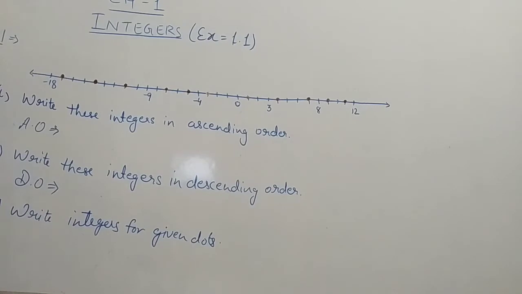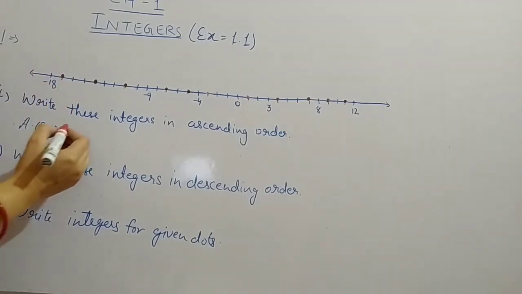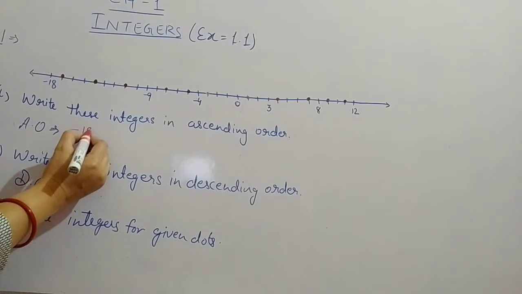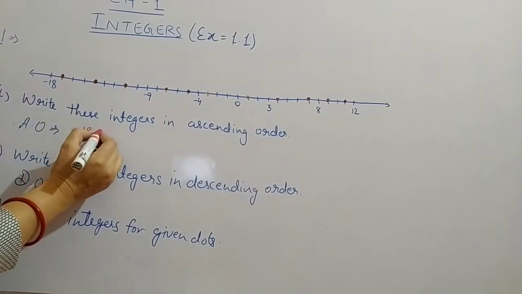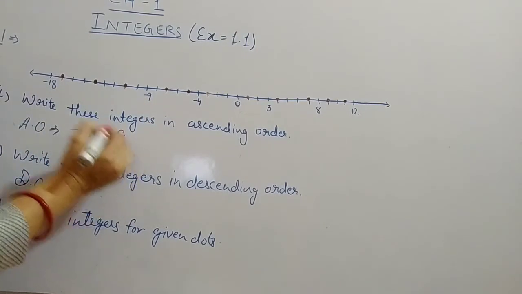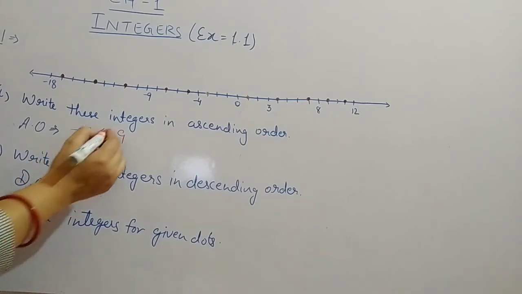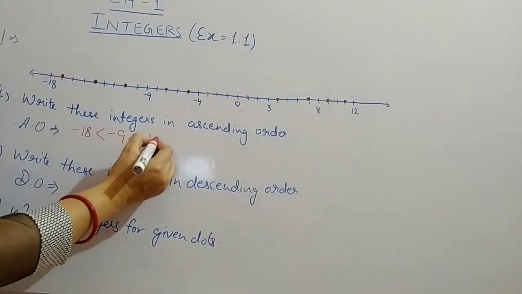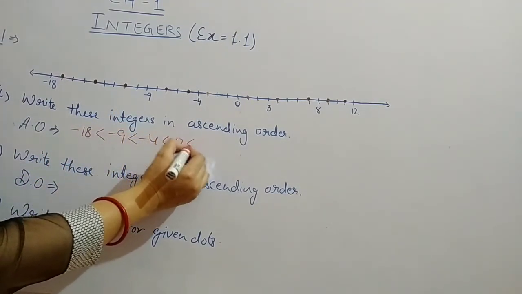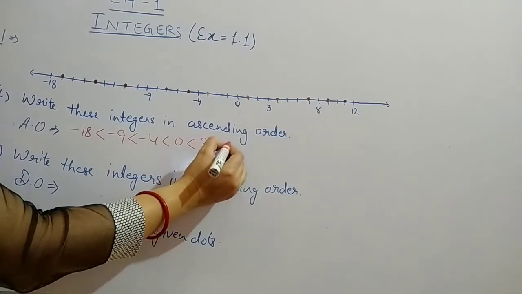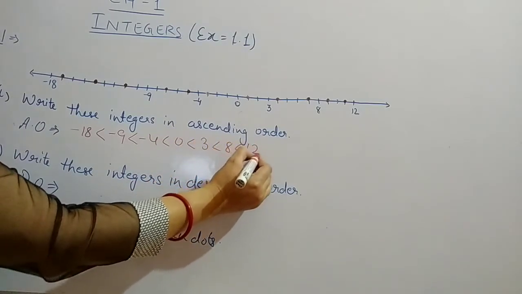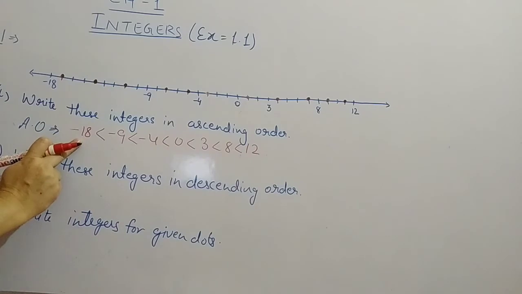So start from the left side, because on the number line the leftmost integer will be the smallest integer. So minus 18 is on the left side, then after minus 18 the next integer is minus 9. Minus 9 is greater than minus 18. Next minus 4, then 0, then 3, 8 and next 12. So here minus 18 is the smallest and 12 is the greatest.